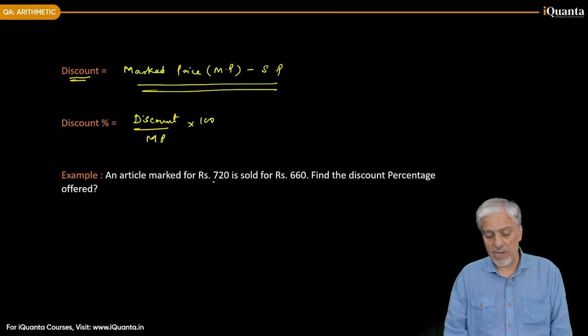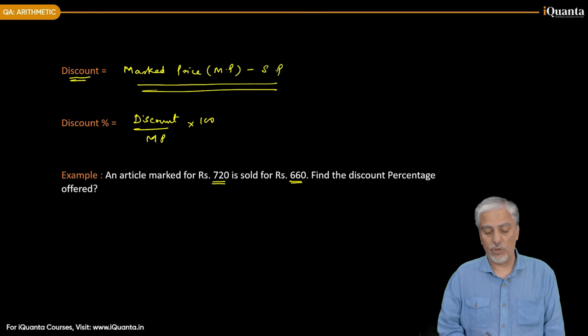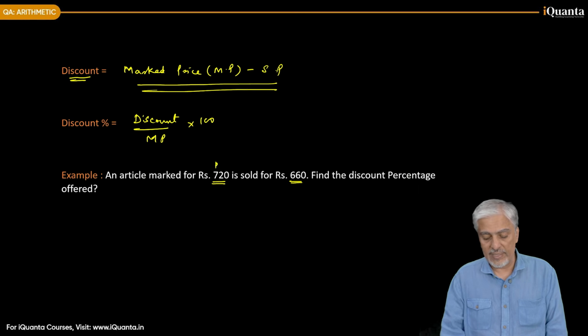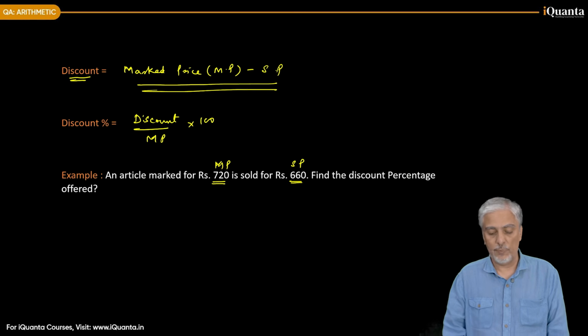An article is marked for 720, is sold for 660. Find the discount percentage offered. So mark price is 720, selling price is 660. What is the discount percentage offered?